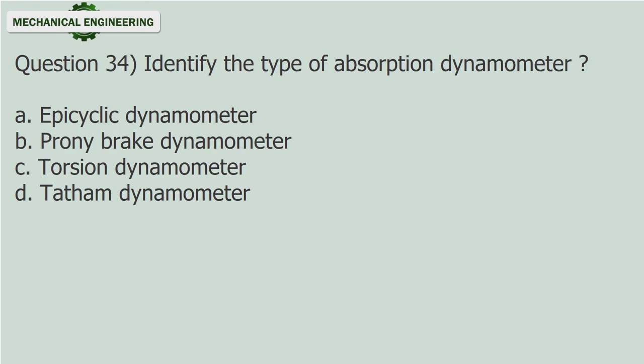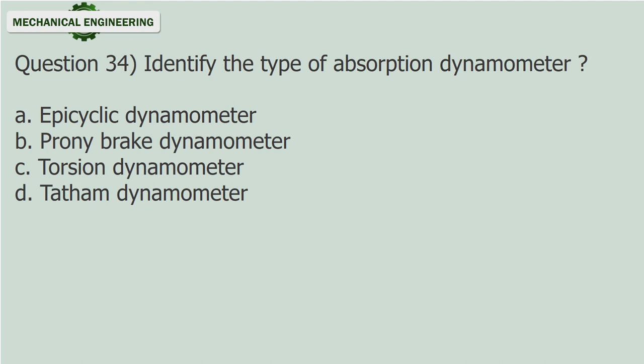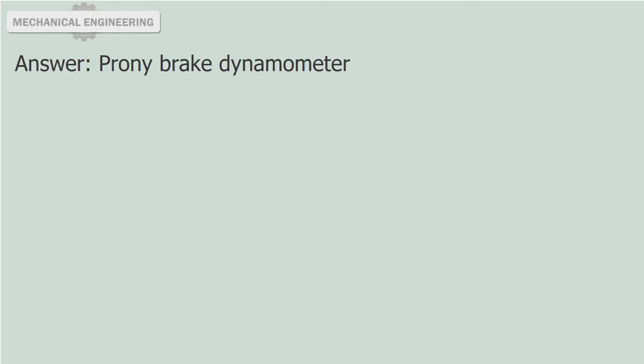Question 34. Identify the type of absorption dynamometer. A. Epicyclic dynamometer. B. Prony brake dynamometer. C. Torsion dynamometer. D. Tatham dynamometer. Answer: Prony brake dynamometer.